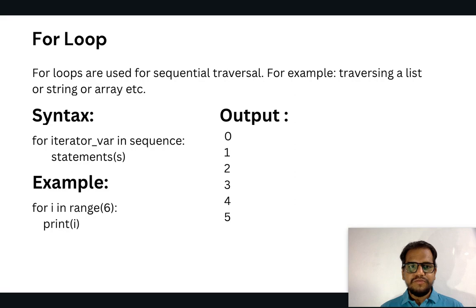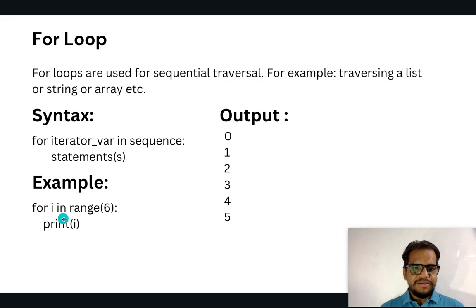For loops are used for sequential traversal, for example, traversing a list or a string or arrays, etc. So the syntax is: for iterator in sequence, then the statements we are typing here. We are using the keyword in here. I think we already learned in and not in, so in a similar way we are using in here.